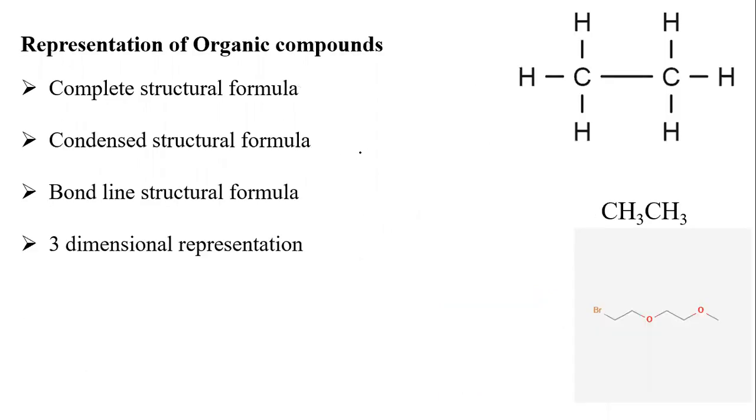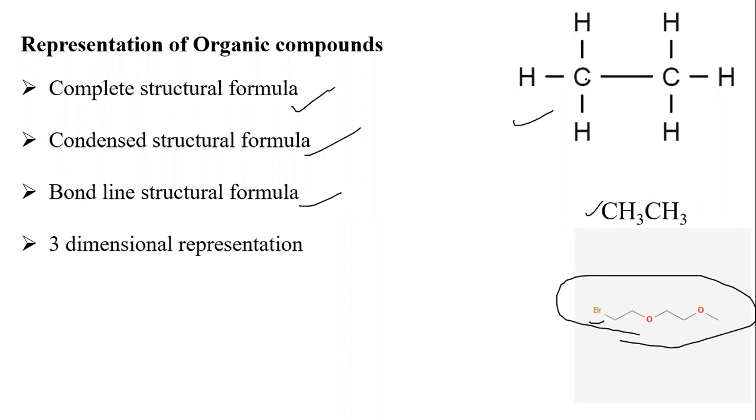Coming to the representation, how are we going to represent our organic compounds? There are four ways of representation. One is the complete structure, like this, or the condensed structural formula, or the bond line structure, like this bond line. If I'm not wrong, in your MSET exam, especially the Andhra Pradesh MSET exam and your intermediate exam, you may have written one structure for 1 or 2 marks. And the last one is the 3D representation, which we usually see on the internet.